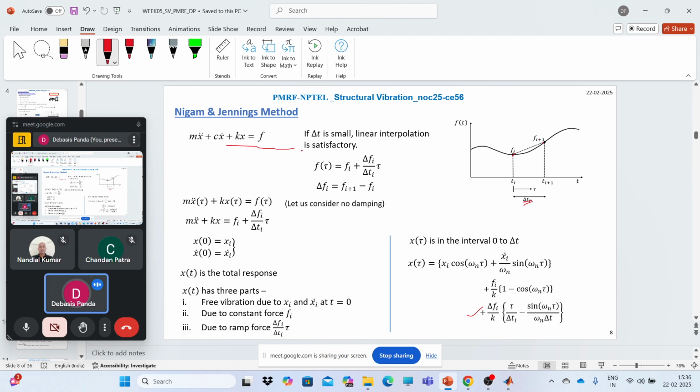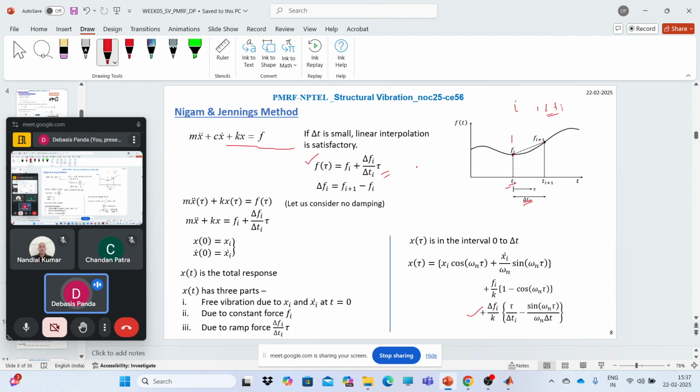Then we defined the forcing function as nothing but the linear interpolation. F of tau is equal to f i, where f i is the initial value. That means at t i, or I can say point i, and the next point is i plus 1. For these two points, this is the forcing function, and we get it from linear interpolation, which we have already seen.